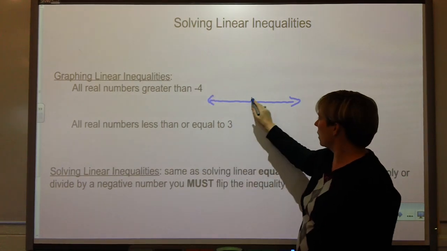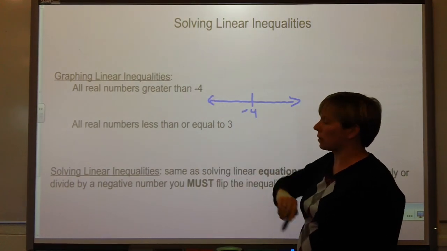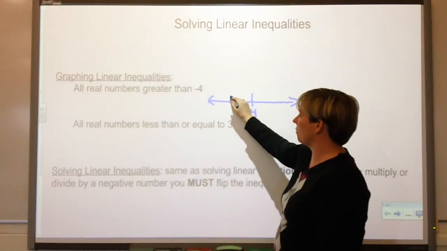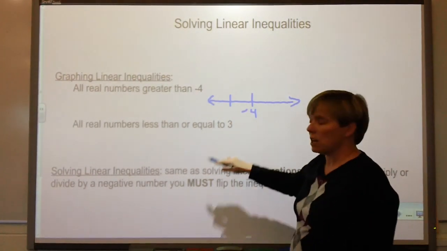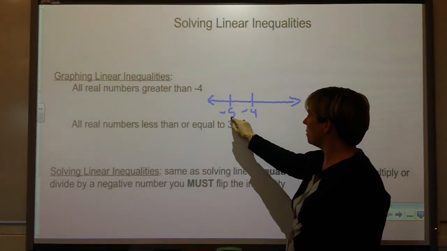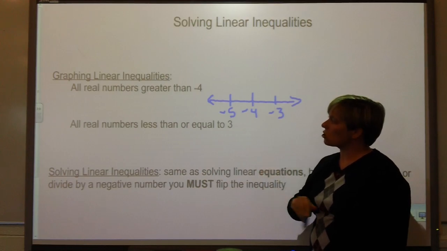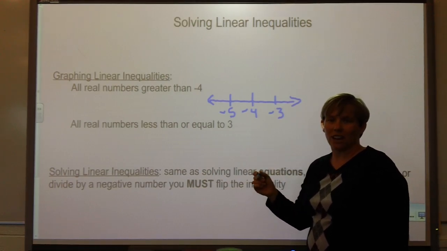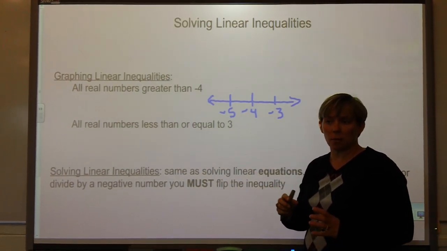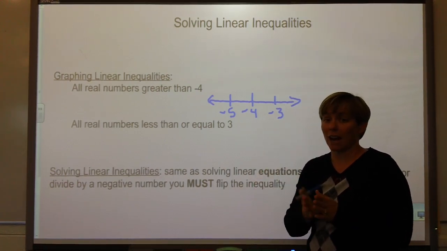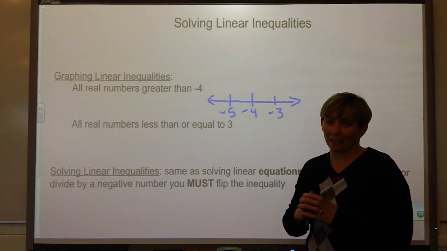I'm going to put -4 in the middle because really that's the number that I'm talking about. Then I'm going to give some numbers on either side just to give a frame of reference. Remember, when we're talking about negatives, if -4 is here, -5 would be here, -3 would be here. I want all numbers greater than -4. So I want all of the numbers that are greater than -4 and as close to -4 as I can get, but I don't exactly want -4.